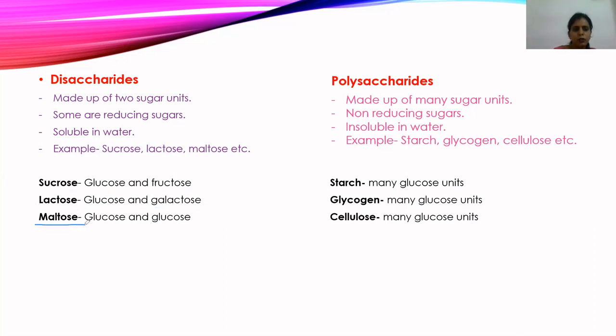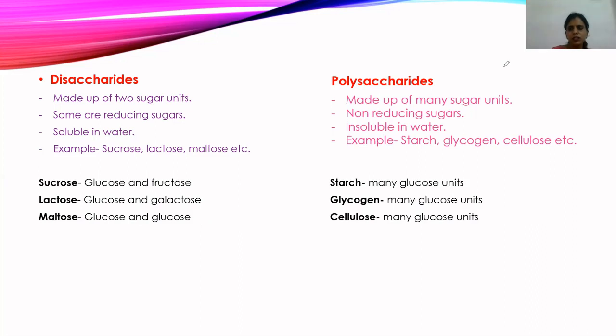And then maltose. The monomers of maltose are glucose and glucose. So two glucose units together form maltose. One glucose, when it combines with galactose, forms lactose. And when one glucose molecule and one fructose molecule combine with each other, they form sucrose. And sucrose is the normal white crystalline sugar which you eat at home.